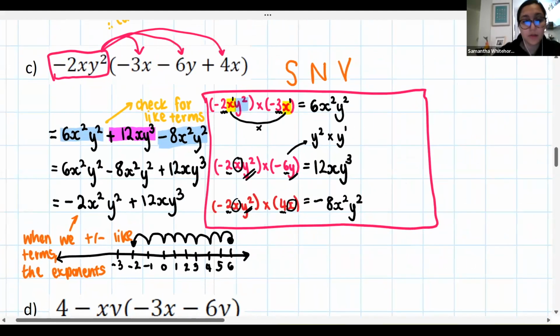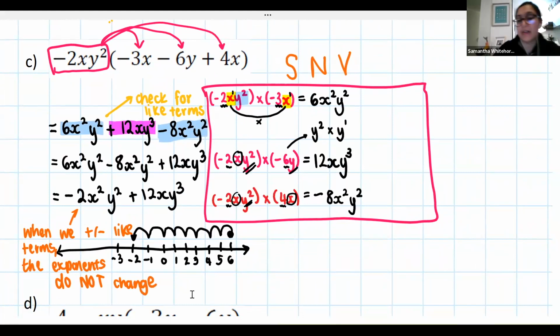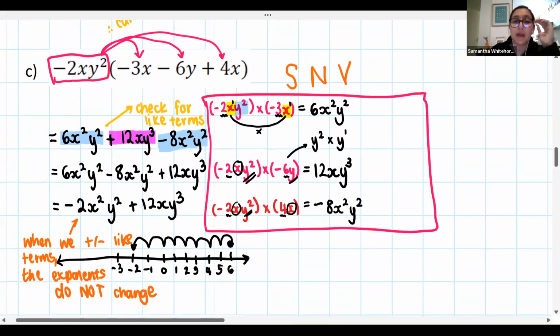Oh, left myself zero space. Do not change. There we go. So that is very, very important. Hopefully what you remember is that your exponents only change if you are multiplying or dividing, and that goes back to our exponent laws. If we are adding or subtracting like terms, the exponents stay exactly as they are.